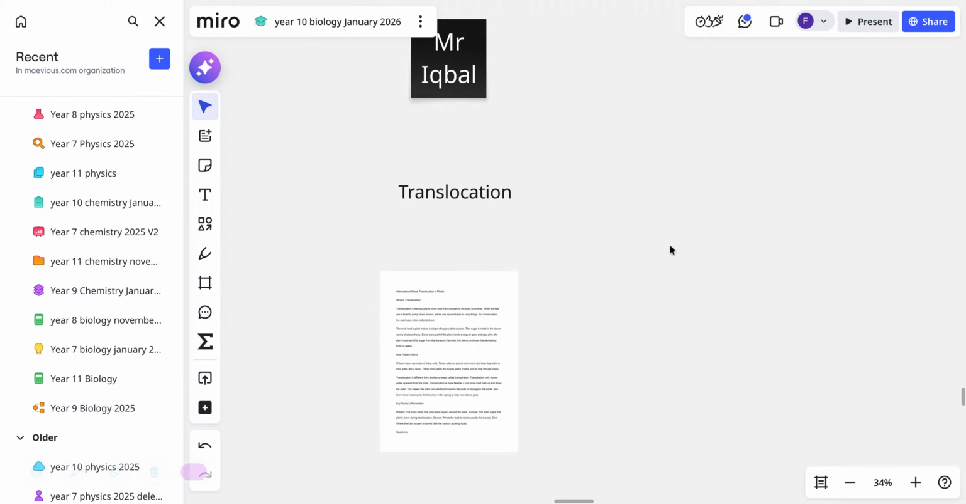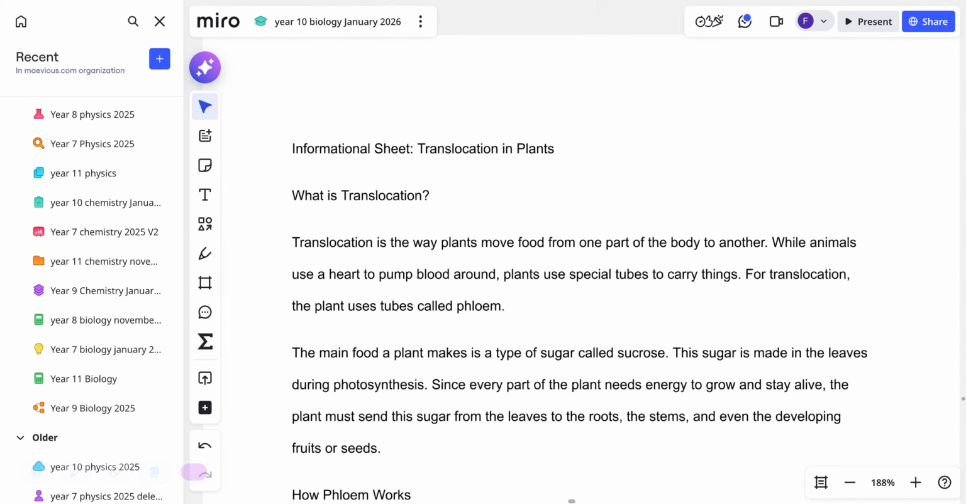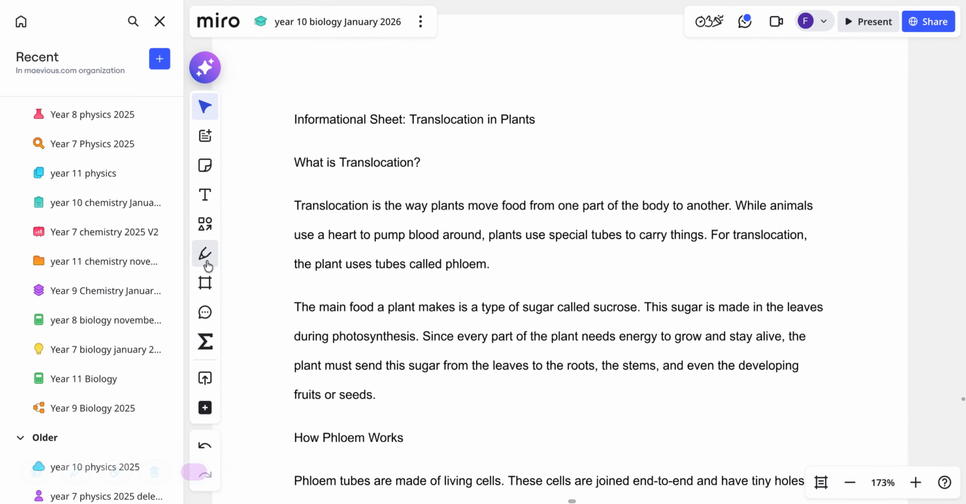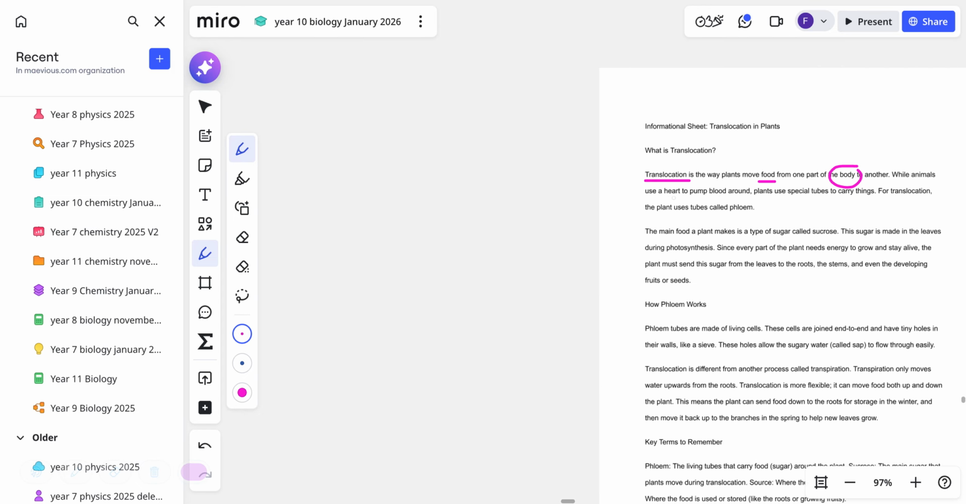So yeah, the topic that we're looking at today is translocation. It's how plants move sugars, right? And this is key. Translocation is how plants move food from one part of the body of the plant to another. And this kind of triggers ideas in me.